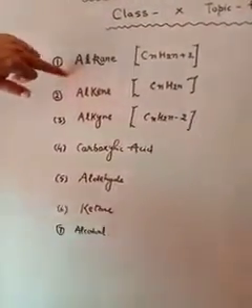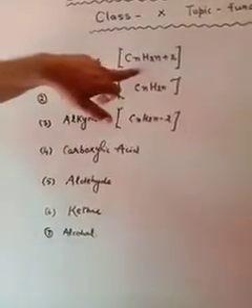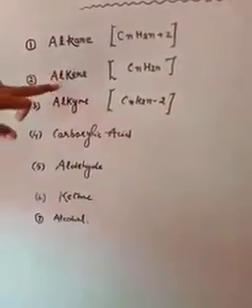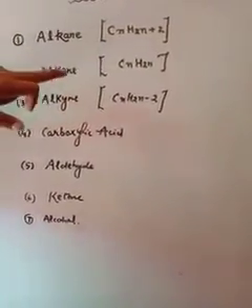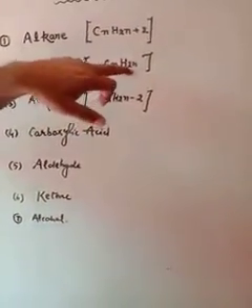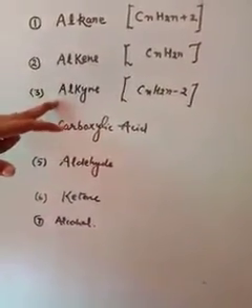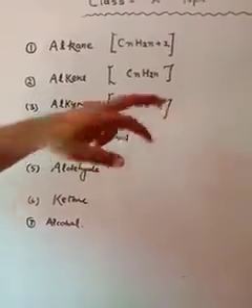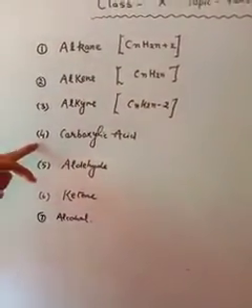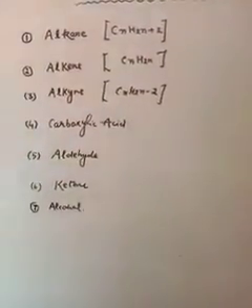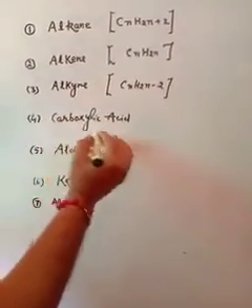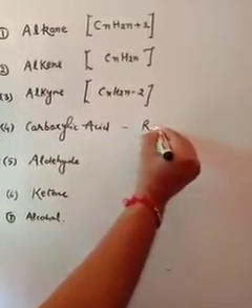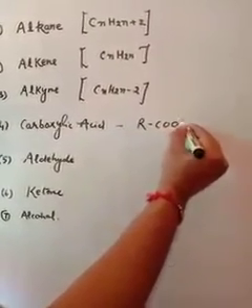First, alkane. General formula CnH2n plus 2. Next, alkene. General formula CnH2n. Next, alkyne. General formula CnH2n minus 2. And some specific functional groups are there. One, carboxylic acid, and that is represented by RCOOH.